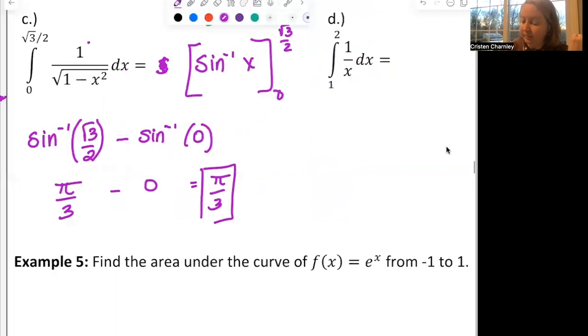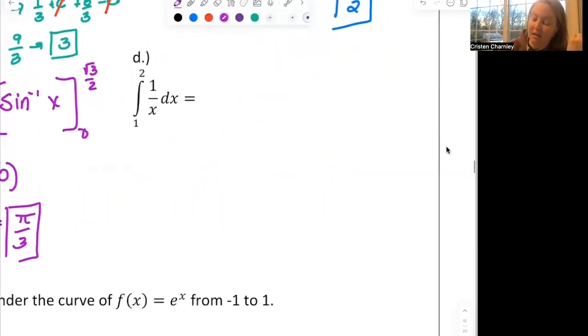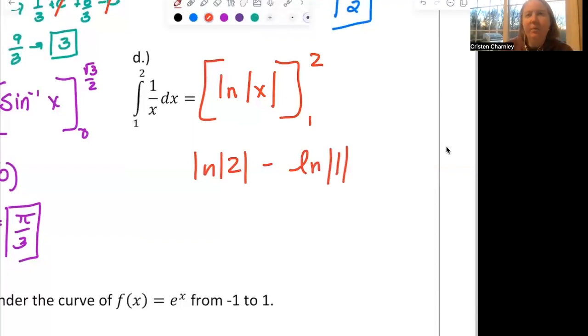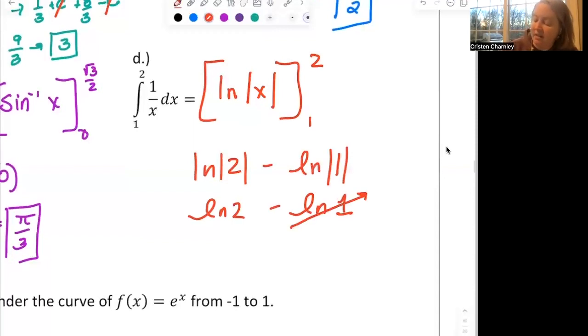That's all. Letter D. We are looking for the antiderivative of 1/x. I know that's natural log of the absolute value of x between 1 and 2. So natural log of 2 minus natural log of 1. Yes, absolute value is there, but they're already positive, so you can kind of just drop them out. What do we know the natural log of 1 is? We know that's 0. So my final answer is natural log of 2.